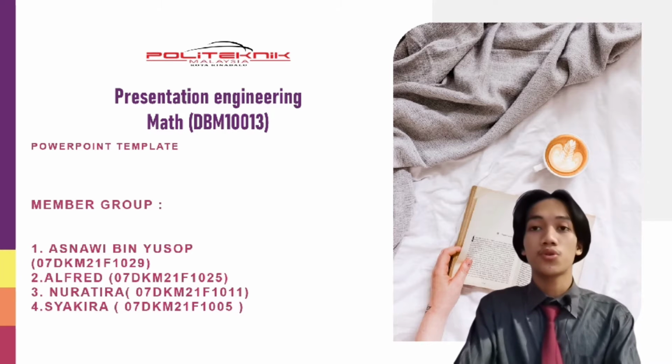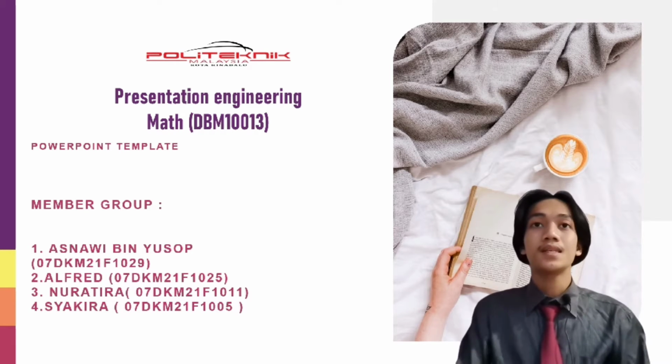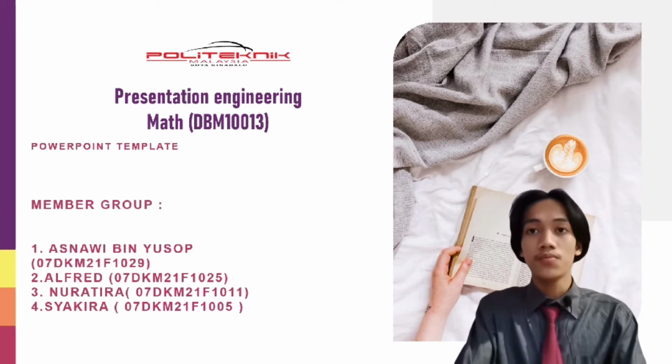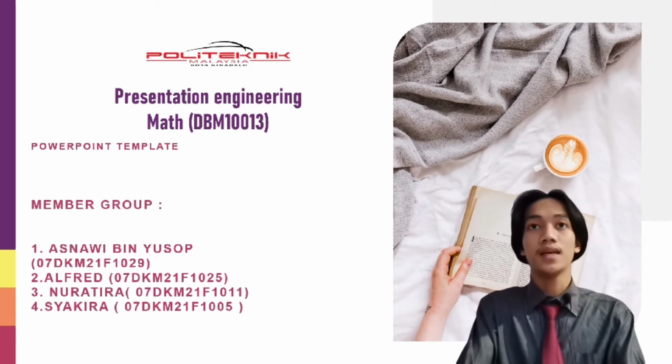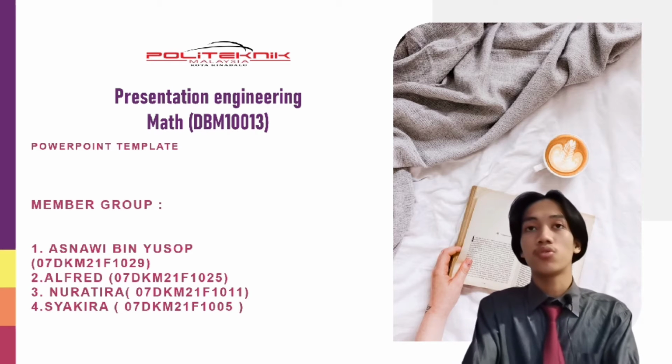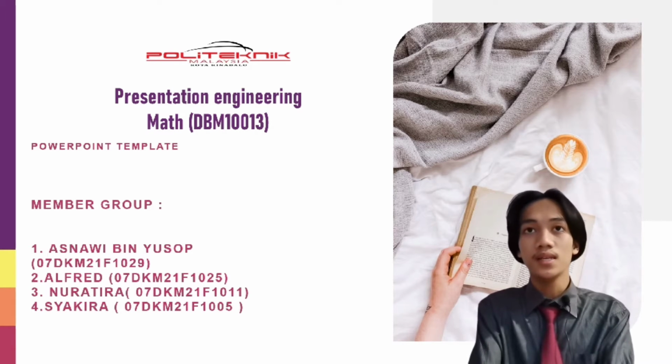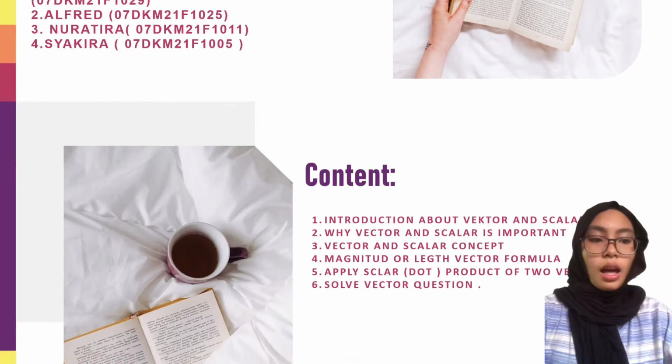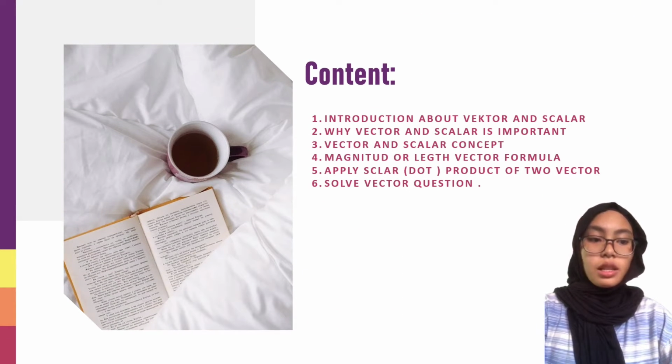Before that, I want to introduce my group members. First is myself, my name is Asnawi bin Yusuf from class DKM1A, matrix number 07DKM21F1029. Next, Alfred Gentinio, matrix number 07DKM21F1025. Next, Nur Atira binti Arifudin, matrix number 07DKM21F1011. And last, Nurul Shakira, matrix number 07DKM21F1005.